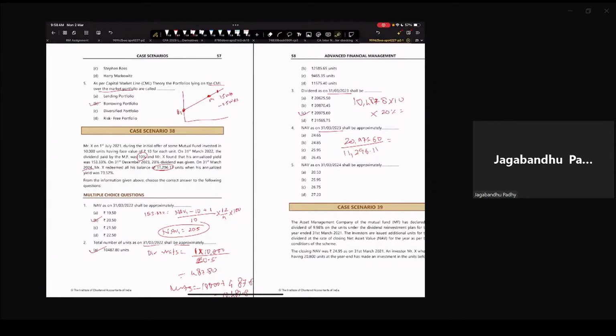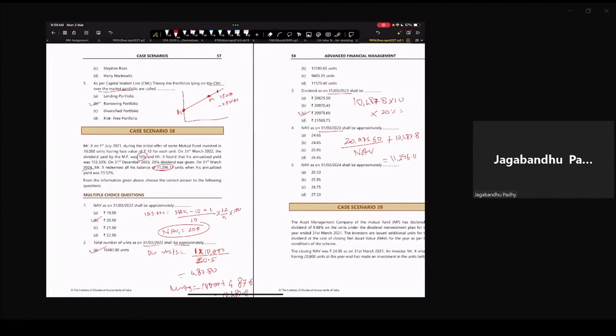Right? So as on 31st March, dividend is this much. Now this needs to be divided by the NAV, right? Plus 10,487.8 should be equal to 11,296.11. This is the opening units. This will be the dividend units. Total should be 11,296. So that will give you the NAV answer. So what is this answer, NAV? 25.95.